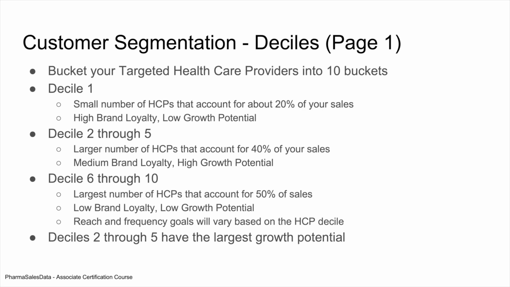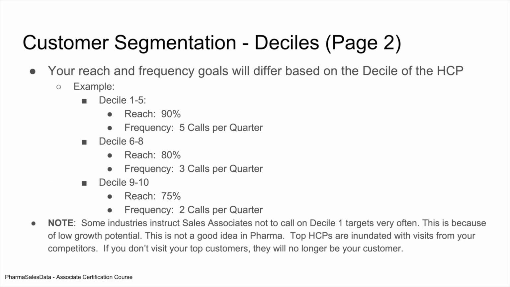If your targeting plan calls on just sustaining what you currently have, where your product is going off patent, for example, and you just want to have as many scripts written on that product until it goes off patent and generic products come on, you may want to instruct your field forces to call on decile 1 targets more than others. Your reach and frequency goals will differ based upon the decile of the HCP. Here's an example of decile 1 through 5.